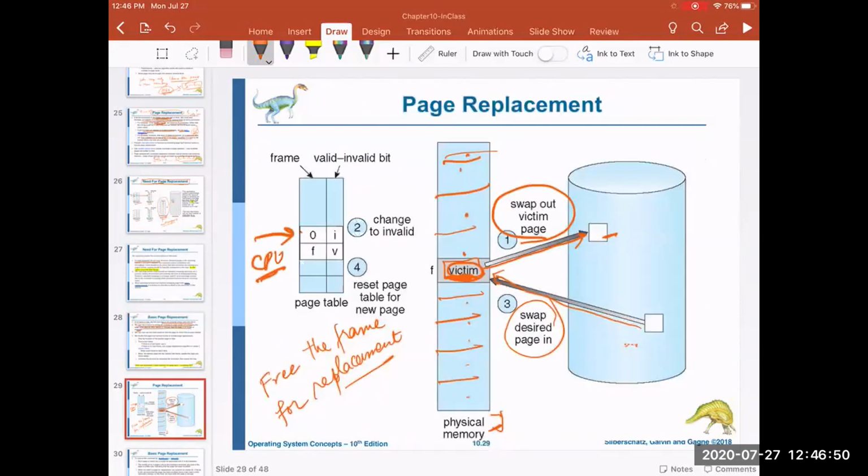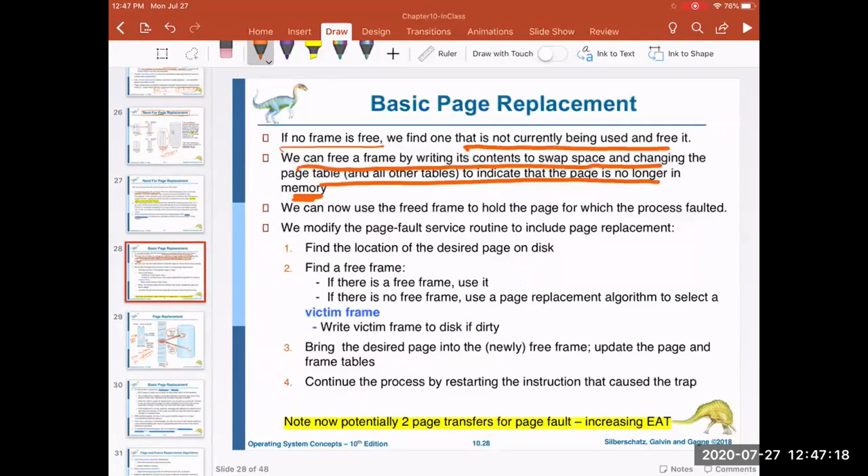Let us suppose this victim is there, we put that onto the swap space, and then we update its page table to show that this page is no longer inside the main memory. So remember the valid invalid bit. That would be updated whenever we are performing swap out. For the page for which we are performing swap in, we update its own page table. And then the simplistic thing is we can use the free frame to hold the page. We modify the page fault routine to include the page replacement.